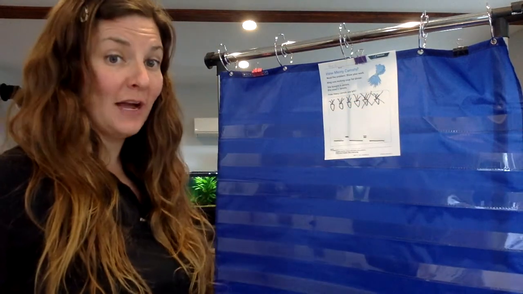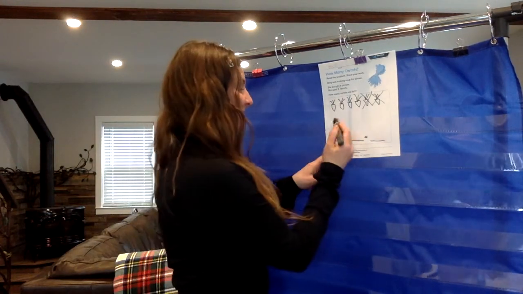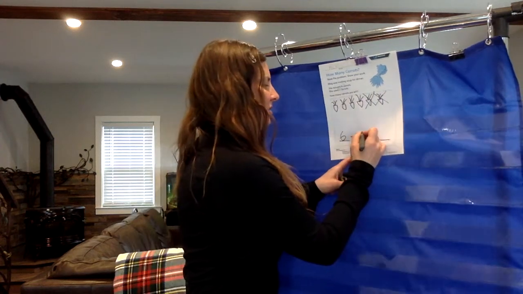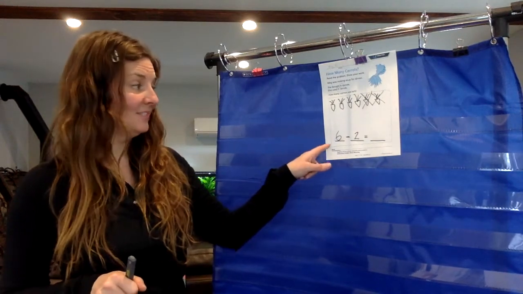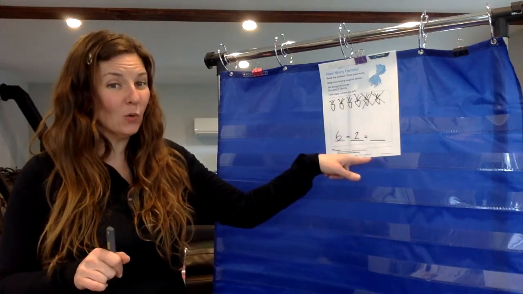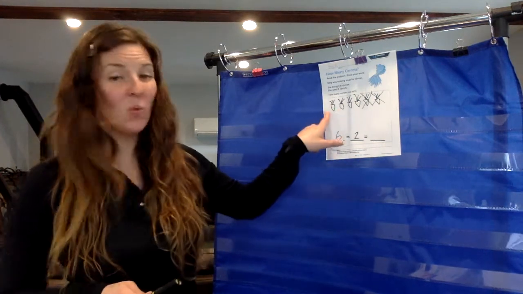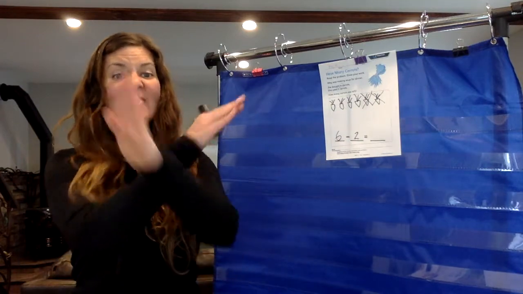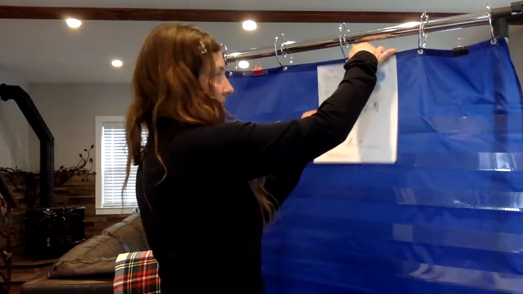Now I have to write my math equation. How many did she start with? 6. How many did she use? 2. You're going to have to come up with the answer. 6 minus 2 equals, now remember, when we do our subtraction pictures, we have to draw all of them out and then cross out the ones that have gone away, taken apart. Excellent.